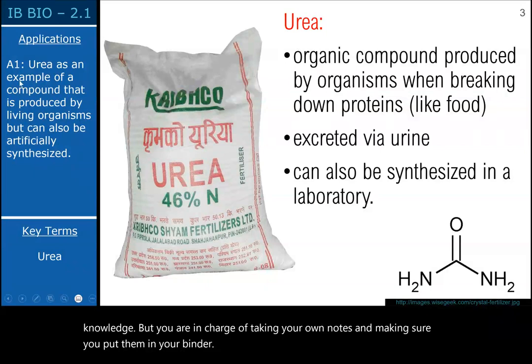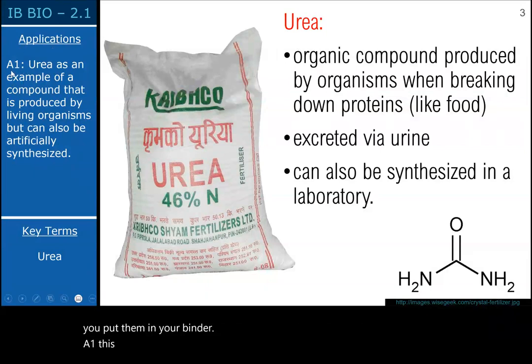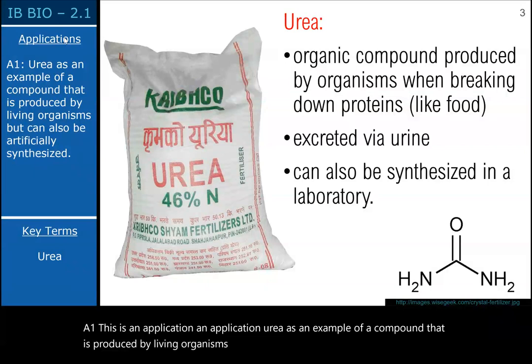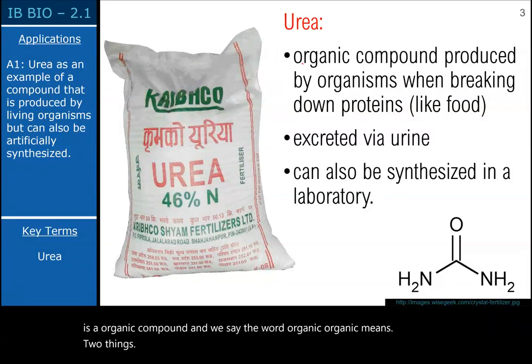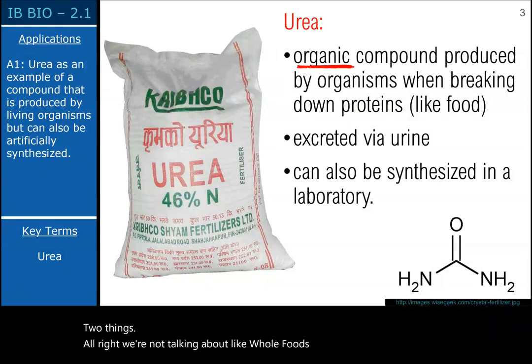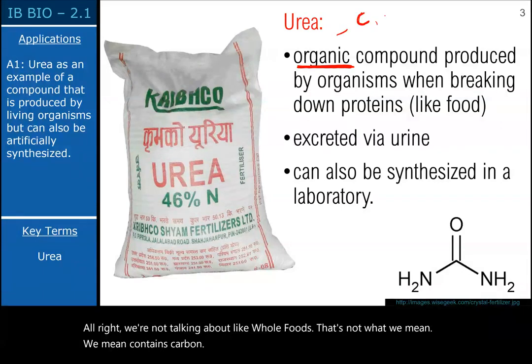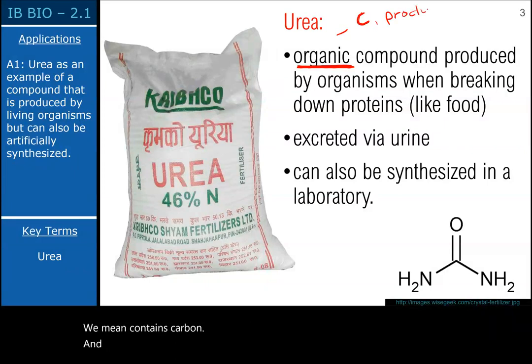So, A1, this is an application. Urea is an example of a compound that is produced by living organisms but can also be artificially synthesized. So, urea is an organic compound, and when we say the word organic it means two things. Right? We're not talking about Whole Foods. That's not what we mean. We mean contains carbon and is produced by living things.